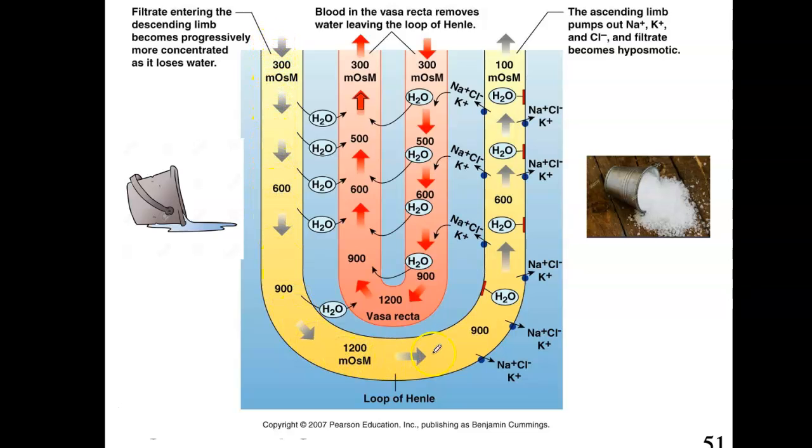Descending limb, ascending limb. When I talked to you about it, I first talked to you about the ascending limb. We started with that one. What does it do? I'm going to read it to you here. It's going to pump out sodium, chlorine, and potassium, and just pump that salt out so that all this area is going to be very, very salty. But notice that in red here, it is impermeable to water.